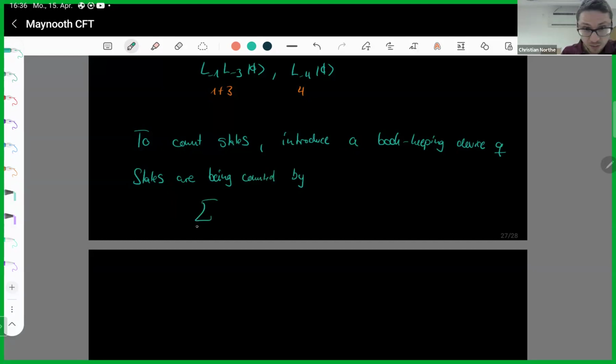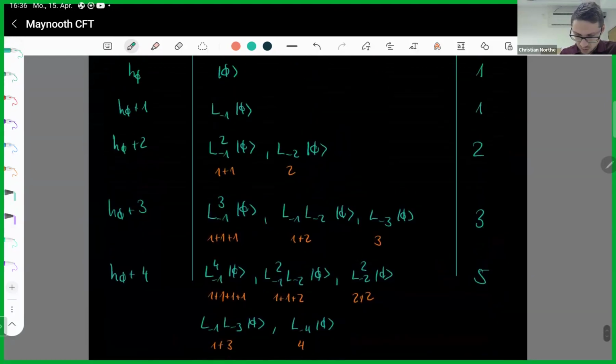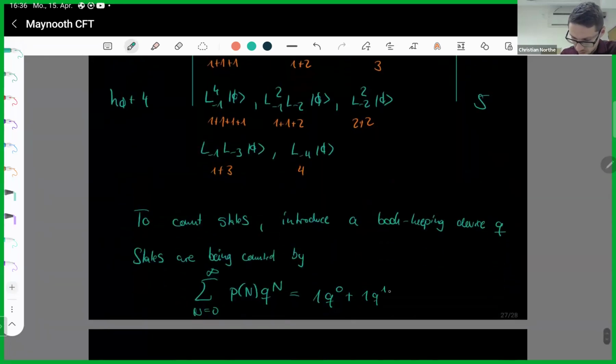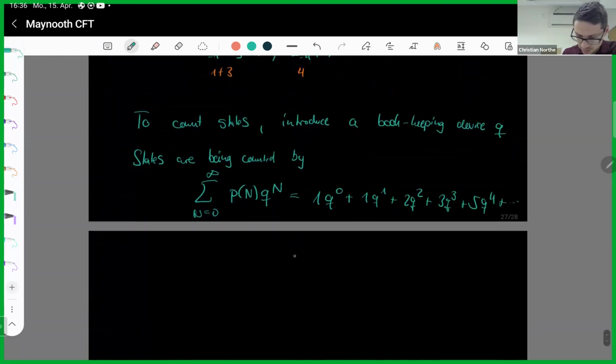the sum of n from 0 to infinity of the partitions of n times q to the n. What is this? This is 1 q to the 0. That's just when n is 0, I just have this 1. Then I have 1 q to the 1 plus 2 q squared plus 3 q cubed plus 5 q to the fourth, and so on. And just as a last remark, this can be resummed into this.